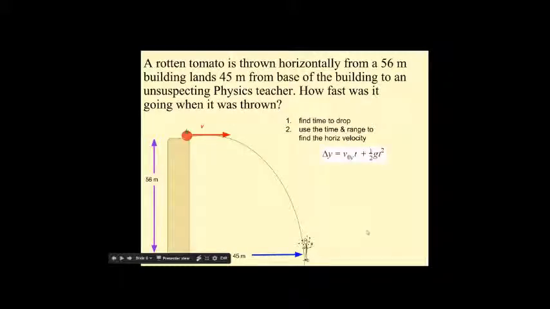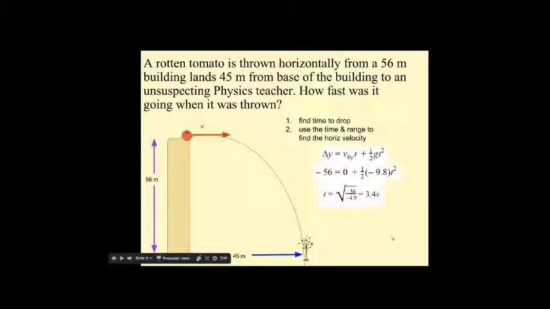So let's go. We use that same formula to find the time of drop. Put in what we know. We know it's negative 56. Be sure it's negative if you're using negative 9.8, or else you're going to have trouble with the square root of a negative. Multiply 1/2 of negative 9.8. Move that over. Square root. Don't forget the square root. And so throw that in your calculator, and you'll get 3.4 seconds it takes for that tomato to land down on the teacher.